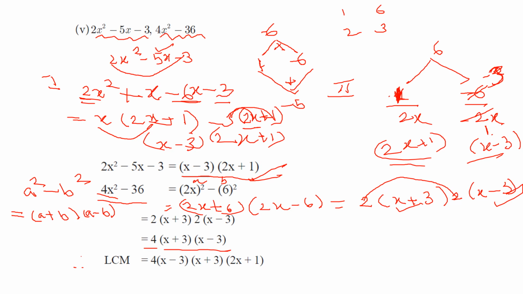is, so the first one is x minus 3 into 2x plus 1. The second one is x plus 3 into x minus 3. So, write it. This is common for both. So write first x minus 3, and then the remaining terms x plus 3 and 2x plus 1, and also 4. So our answer is 4 into x minus 3 into x plus 3 into 2x plus 1. Clear?